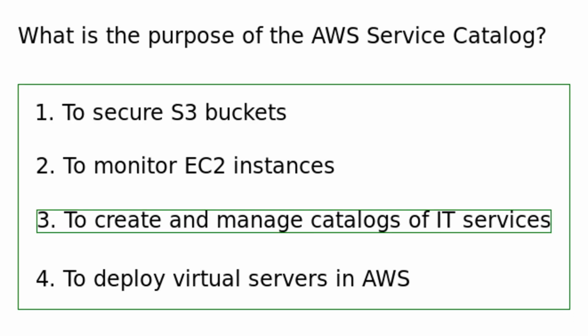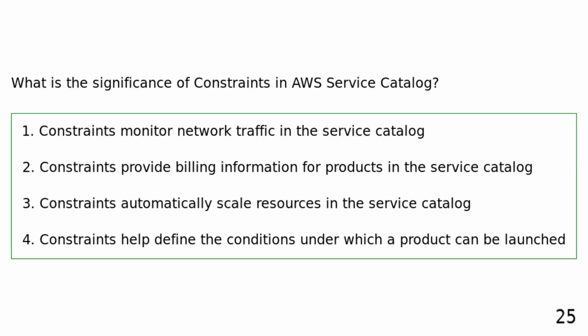The AWS Service Catalog allows organizations to create and manage catalogs of IT services that are approved for use on AWS. What is the significance of constraints in AWS Service Catalog? Constraints monitor network traffic in the Service Catalog. Constraints provide billing information for products in the Service Catalog. Constraints automatically scale resources in the Service Catalog. Constraints help define the conditions under which a product can be launched.